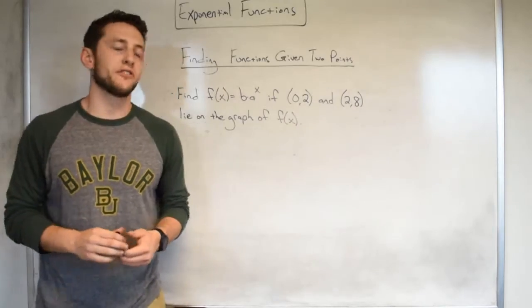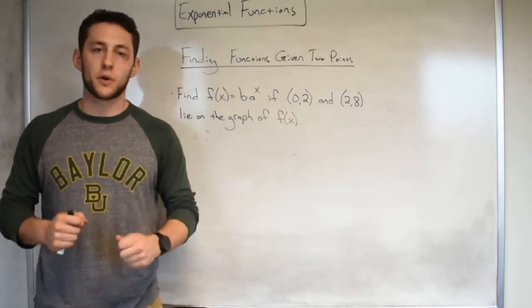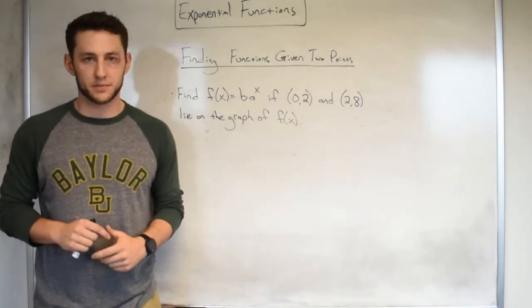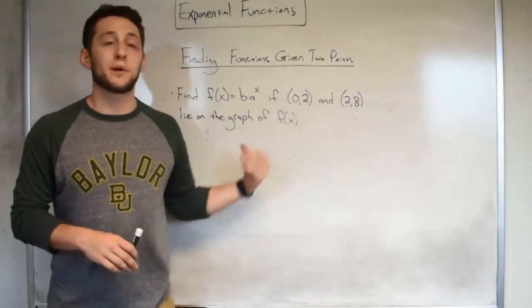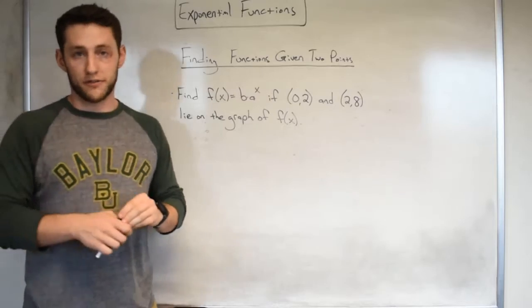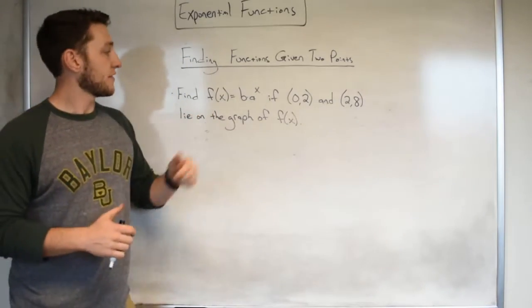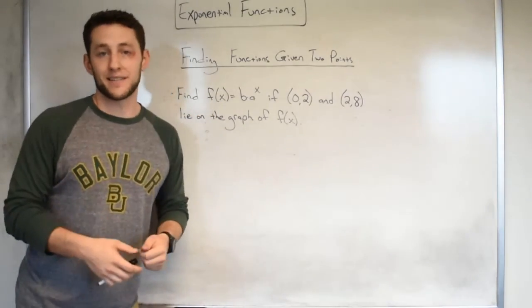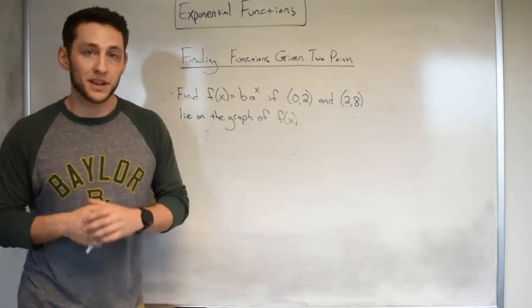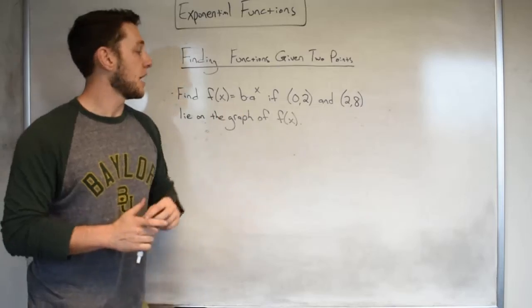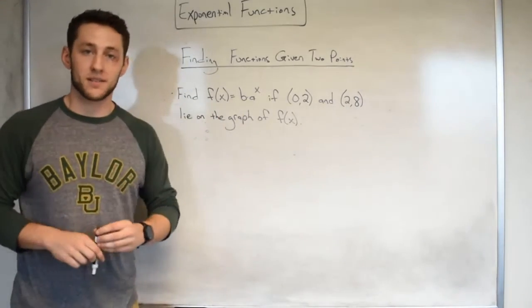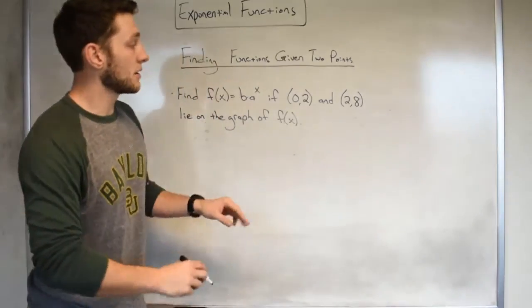Now that we've got a general feel as to how these functions look on graphs, let's talk about a little bit of algebra and how we can actually solve for the function if given 2 points that lie on the graph. So, for an example, find f of x equals b times a to the x, where we're still assuming the same things about a and b, if (0, 2) and (2, 8) lie on the graph of f of x.